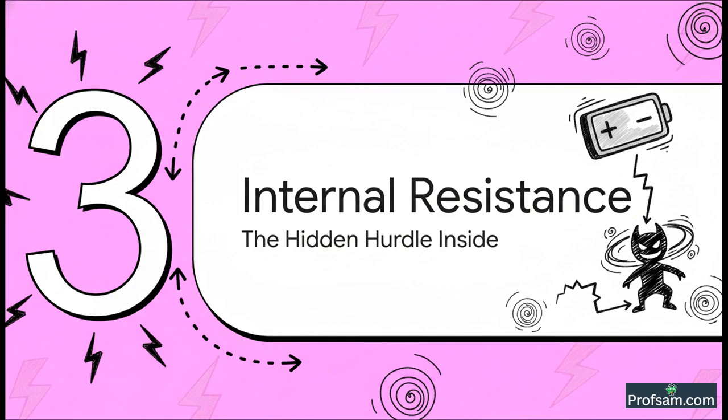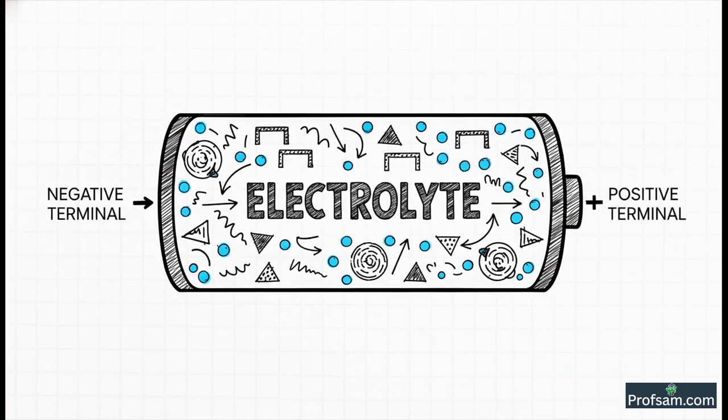Okay, so if EMF is the sticker price, why don't we ever get that full value when we actually use the cell? Well, it's because of a hidden problem, a little energy thief that's hiding right inside the cell itself. You see, for the current to flow, the charge has to complete a full circle. That means it has to flow inside the cell too, through that chemical electrolyte. And that electrolyte, well, it's not a perfect superhighway for charges. It has its own little bit of traffic.